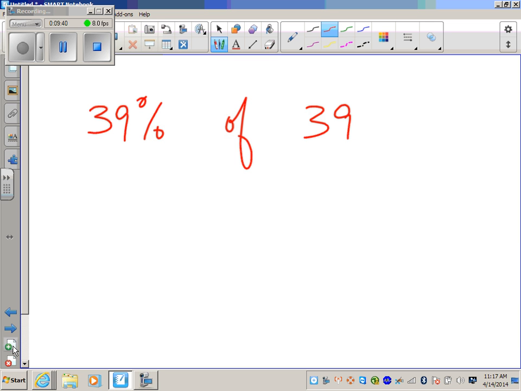What percent am I going to use from my chart that's closest to 39%? Desi. 40%, which is what? 2/5. What number closest to 39 is divisible by 5? 40. Now, what is 40 divided by 5? 8. How many 8s do I need? 2. Equals 16.